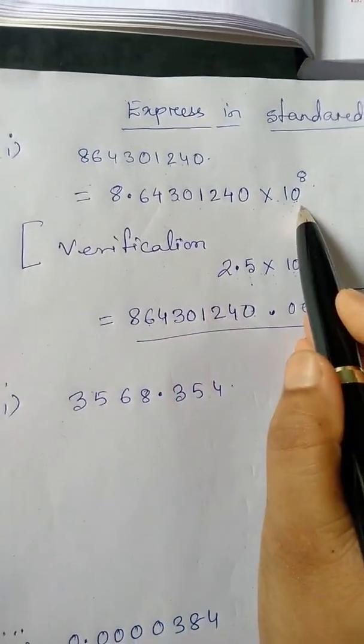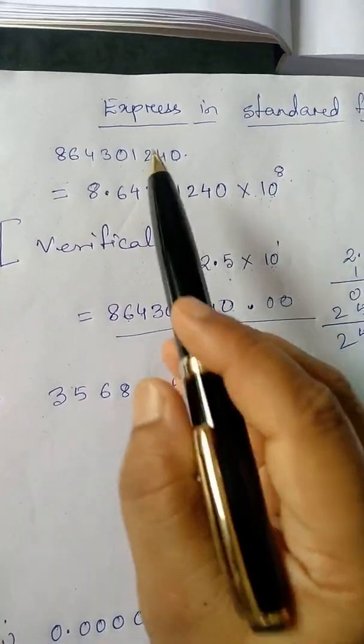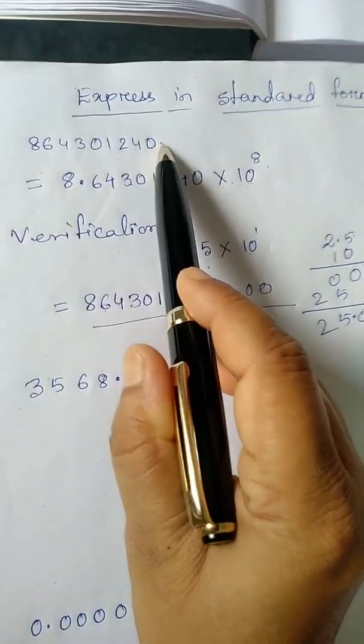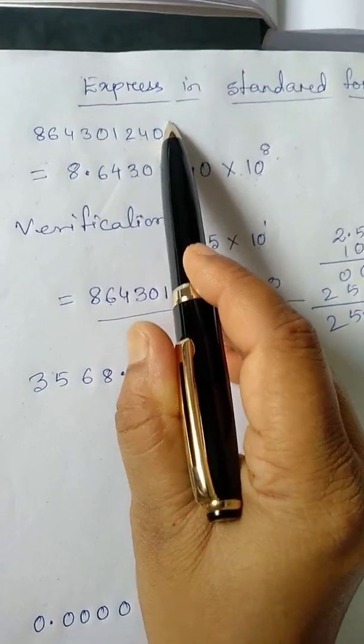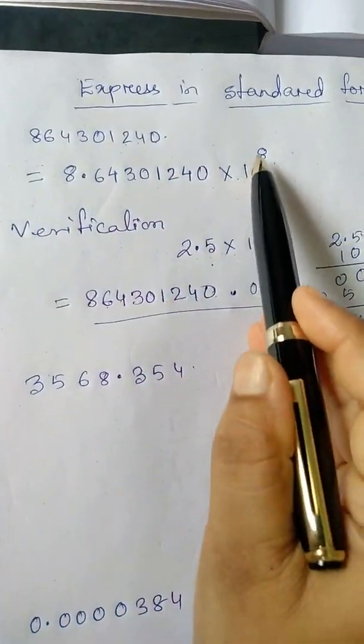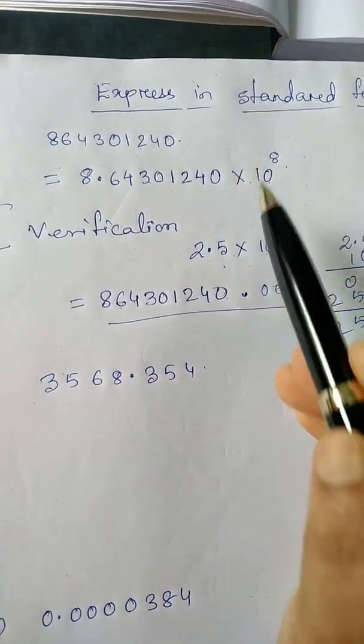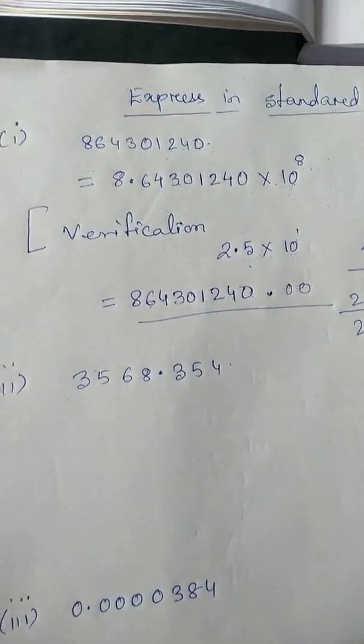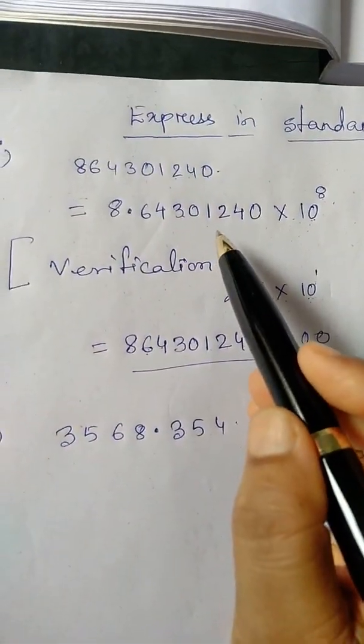So this is the shortcut way to remember. In standard form, if you move the point to the left side, you have to give a positive exponent. If you want to move it to the right side, you have to give a negative exponent. So this is the first example.